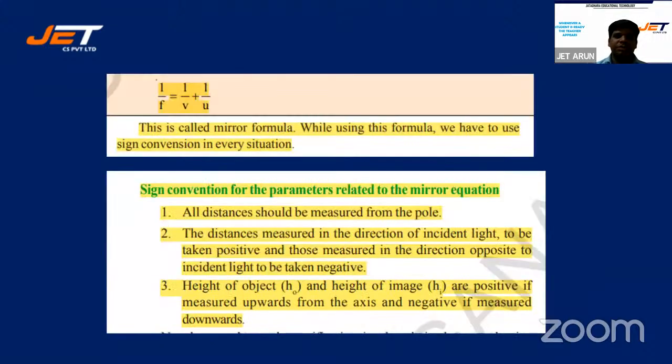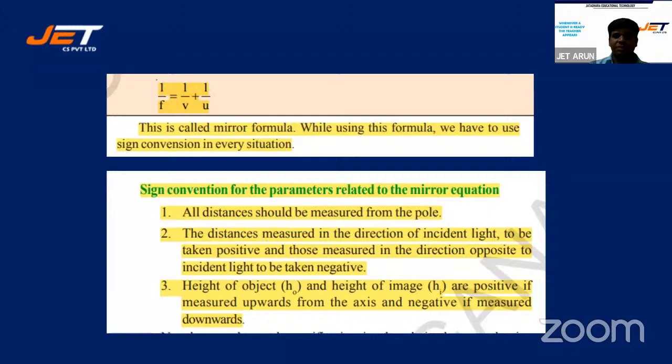Here is the formula, students. Mirror formula. We use a sign convention to apply this formula. 1 by f is equal to 1 by v plus 1 by u, where f is the focal length, v is the image distance, u is the object distance, all measured according to the sign convention from the pole of the mirror.